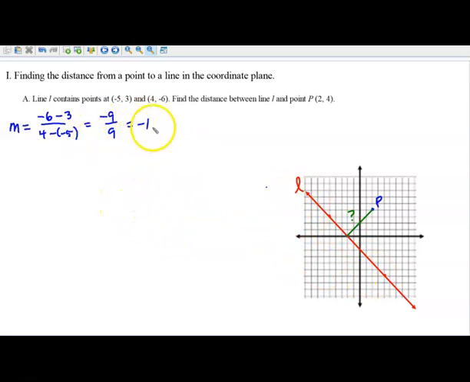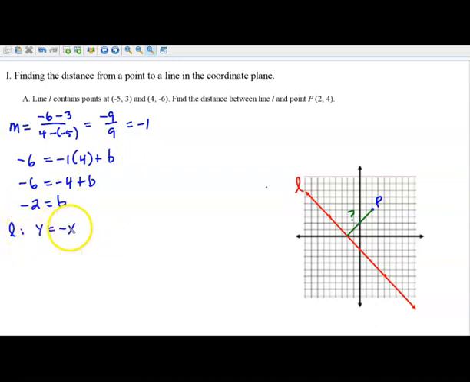All right. And so now let's pick either one of these points to use in the equation. I'm just going to go with 4, -6. Really doesn't matter which one you use. So y equals mx plus b, and now we'll solve for b. So this is going to be adding 4 to both sides, and we got our b value is -2. So the equation for line L is y equals -x minus 2.